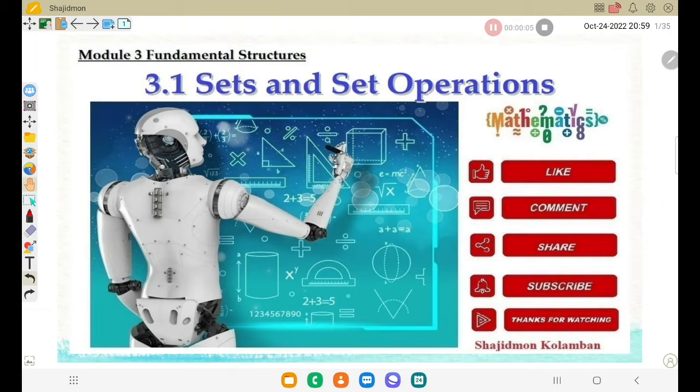Today we are discussing the topic from module 3, 3.1 sets and set operations. So let's start the topic.